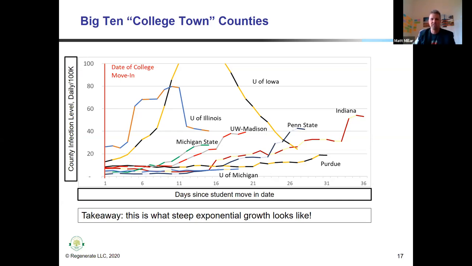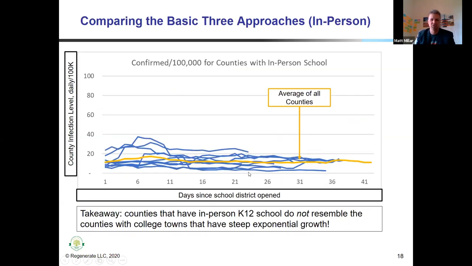So that's kind of one of the good news. I love giving good news because it's easy to be dark during this time. But that's one of the good news that we bring, that the data so far has not supported the hypothesis that there is steep exponential growth due to transmission in schools. So let me be very specific about that.